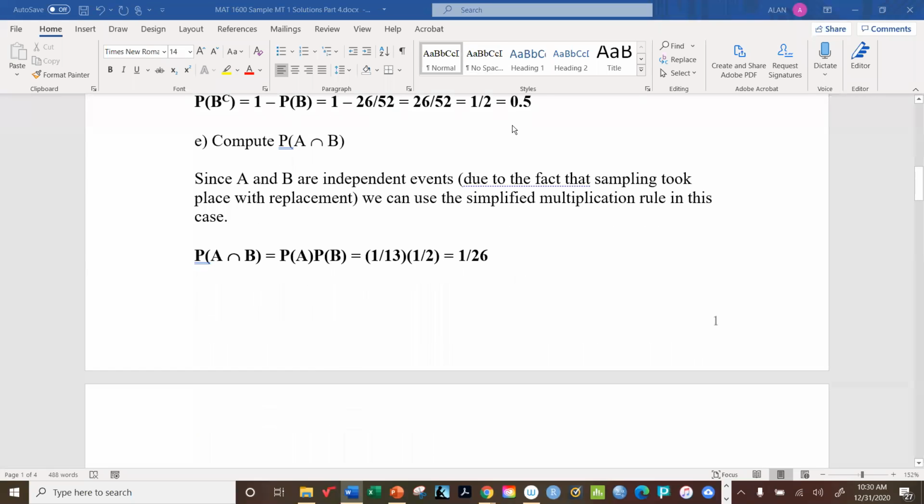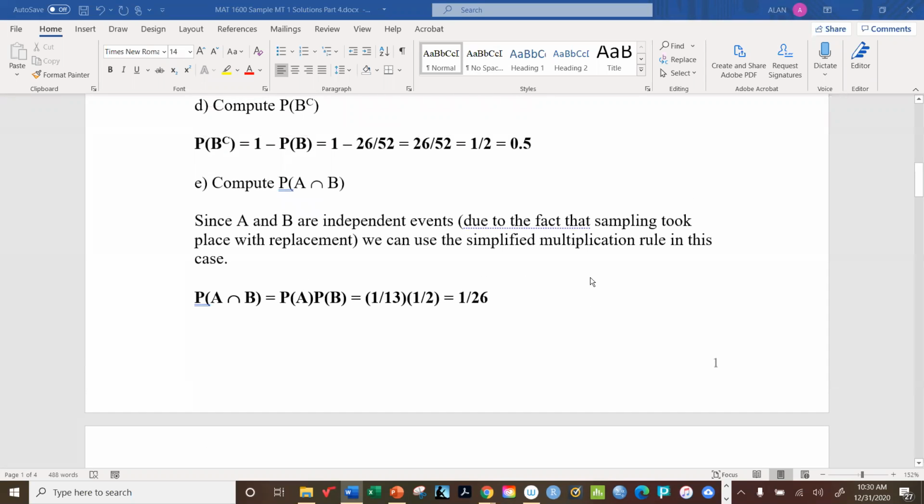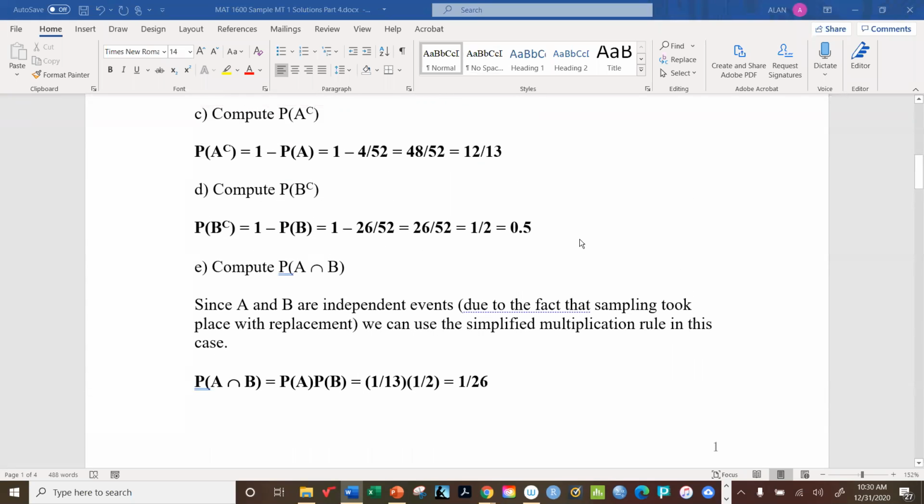So that means we can use the simplified multiplication rule, which means we can basically just multiply the probability of A times the probability of B to come up with our result. Now, we already know these two probabilities, so we just plug them in, and we end up with 1 out of 26. And it's just that simple. Again, it's because of the independence of these events that we can do this. Otherwise, it would be a lot more complicated.